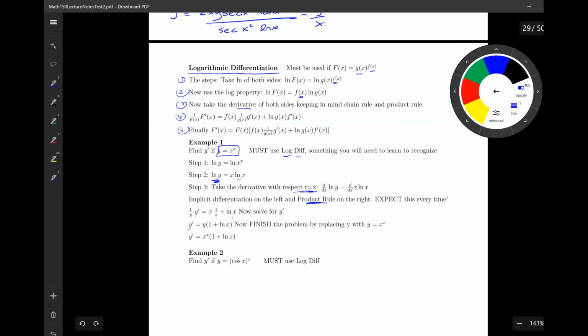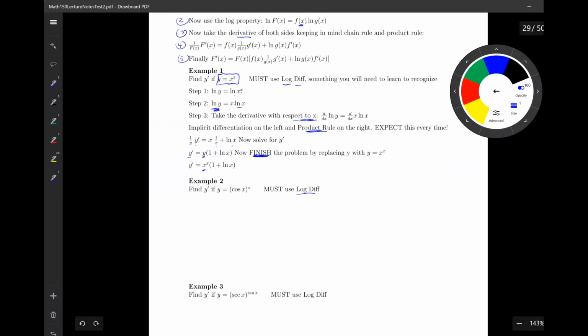Now there's one last step to finish the problem. You've got y in your answer. Your question started off with y equal in all x's, so you should put x to the x back in for y. All right. So in the beginning, I'll tell you when to use log diff, but in the future, you're going to have to figure it out or know it for yourself.